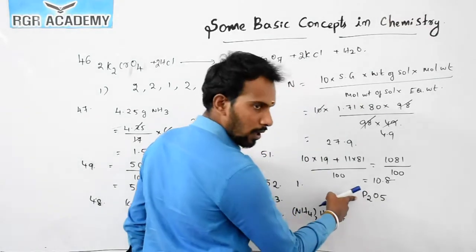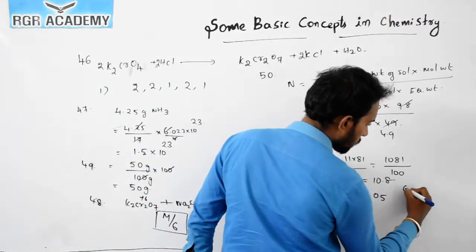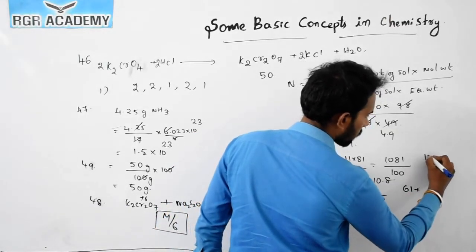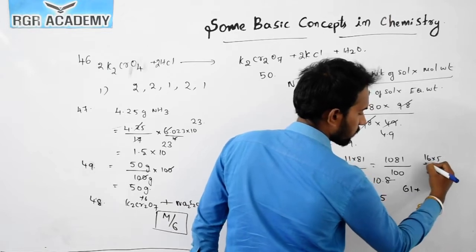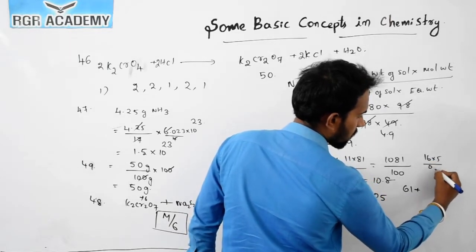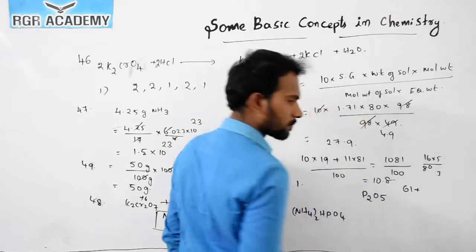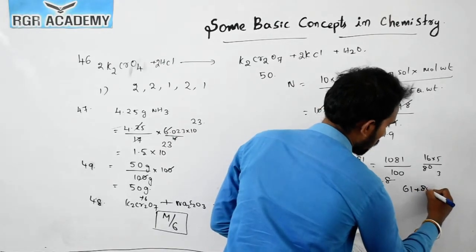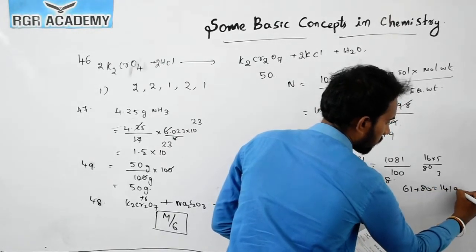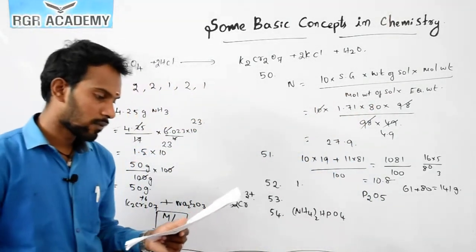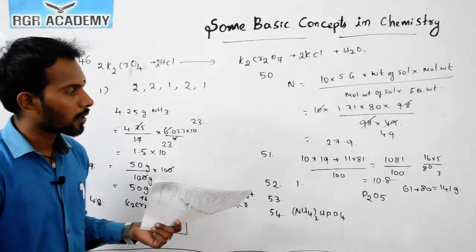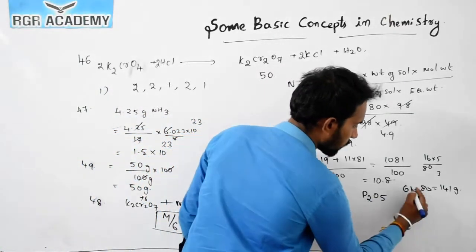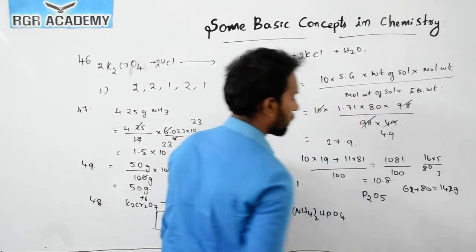Now see this one. Phosphorus, whose atomic weight is 31. So 2 into 31 is equal to 62, plus 5 into 16 is 80. So 62 plus 80, the value is 142 gram.